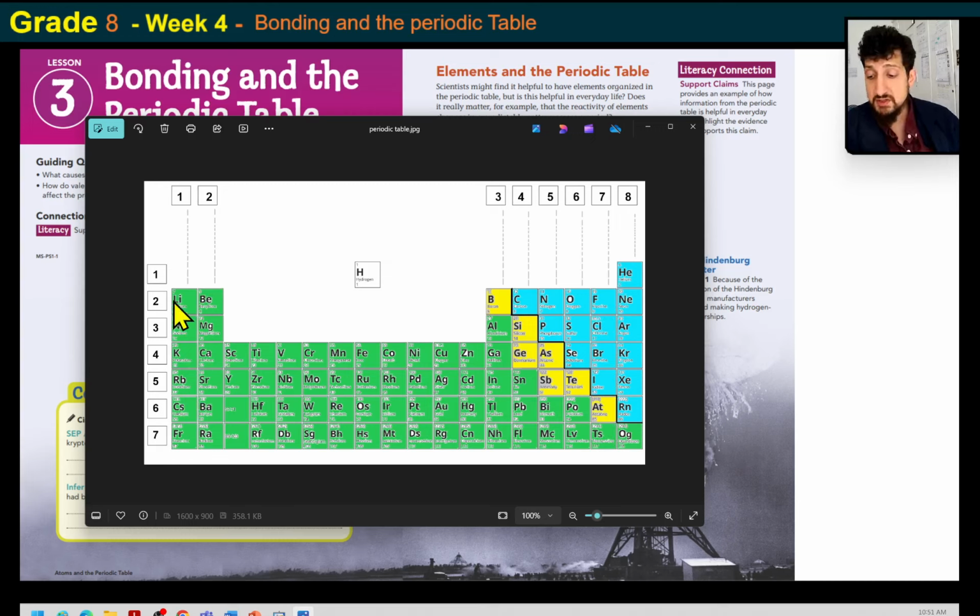Now, why is that? Because these ones have one electron to get rid of. These ones need one electron to be stable. So these ones and these ones are very, very reactive, right? Very reactive nonmetals, very reactive metals. Now, these ones are called halogens, while these ones are called noble gases. This is, of course, just a bit of revision. They are very, very stable.